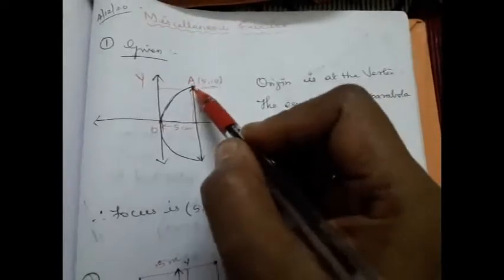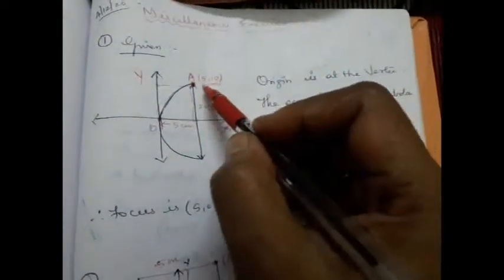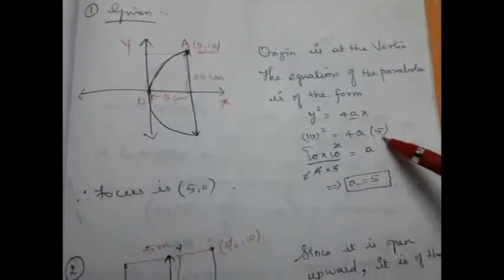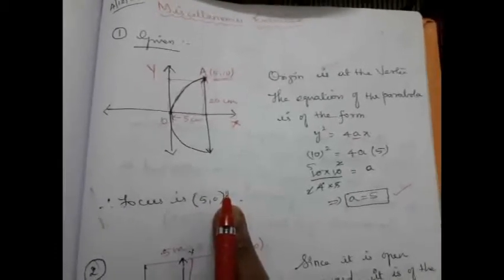Now clearly A lies on the parabola, so we can substitute this point in the parabola equation y square equal to 4ax. We can obtain what our a is, and hence the focus is (5, 0), right? Hope you understood. Let us move on to the second question now.